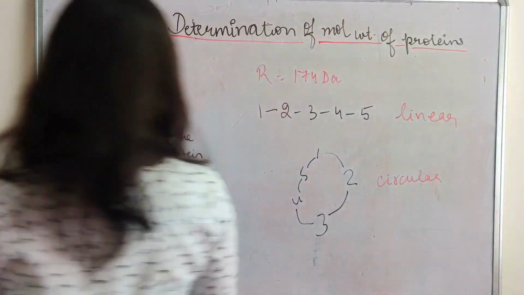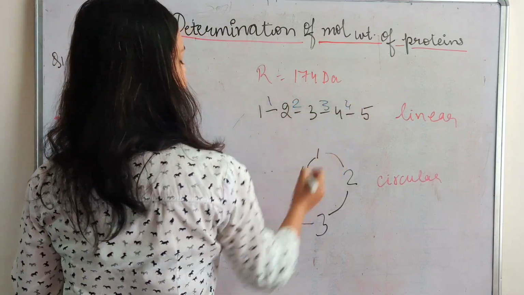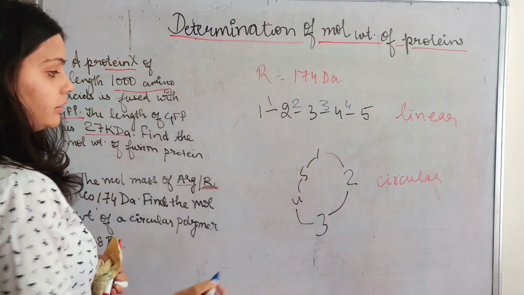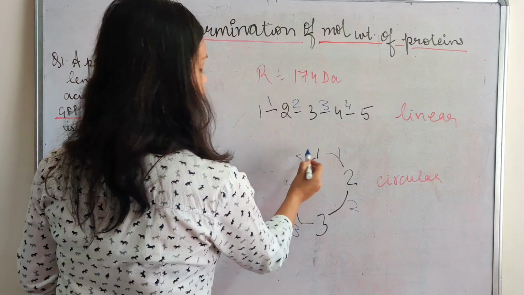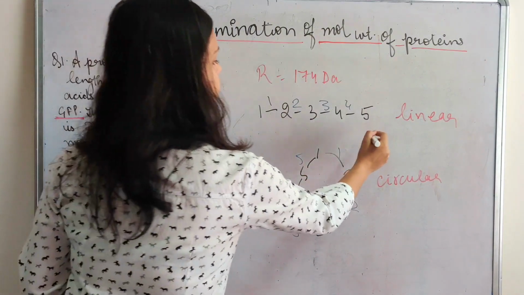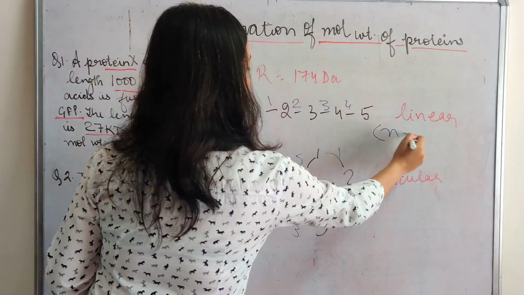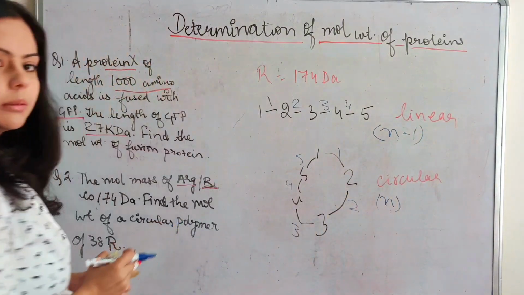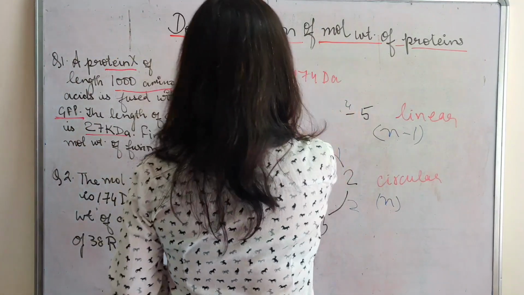In this case, there is 1 bond, 2 bonds, 3 bonds, 4 bonds: 4 bonds but 5 amino acids. And in this case, 1, 2, 3, 4, 5: 5 bonds and 5 amino acids. So for the linear case, the number of bonds will be n minus 1, and for circular it will be n. So the number of bonds is the number of times H2O will be removed. So this is the concept.